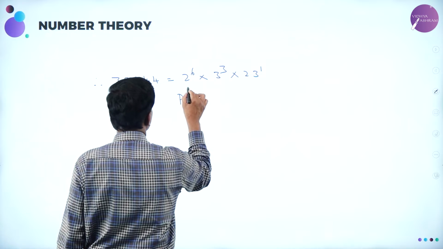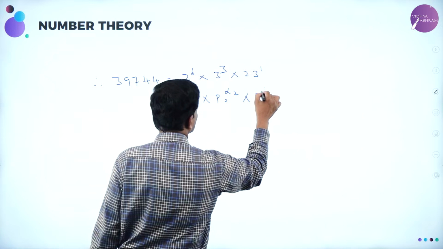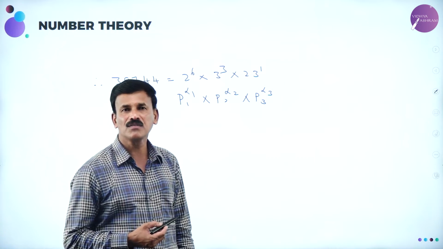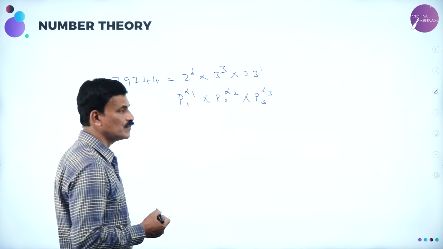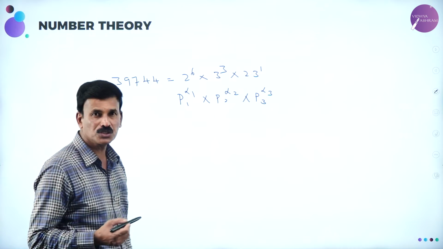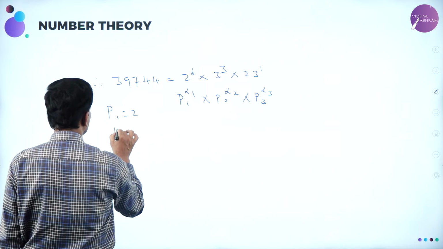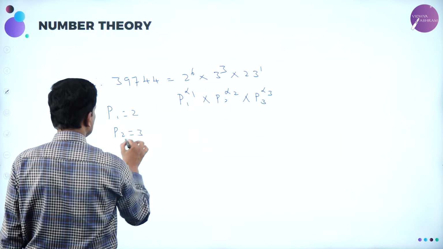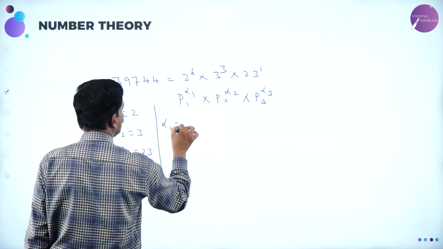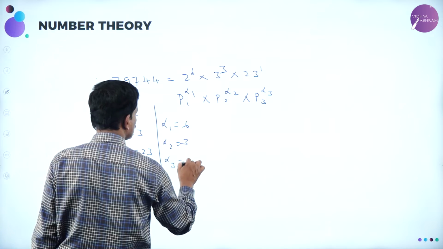This is P1 to the power of alpha 1 into P2 to the power of alpha 2 into P3 to the power of alpha 3. Okay. Right. Now this is the canonical form of 39744. So 39744 can be written as 2 power 6 into 3 power 3 into 23 to the power of 1. Now what is the value of P1 here? P1 is equal to 2, P2 is equal to 3 and P3 is equal to 23. Similarly alpha 1 is 6, alpha 2 is equal to 3 and alpha 3 is equal to 1.